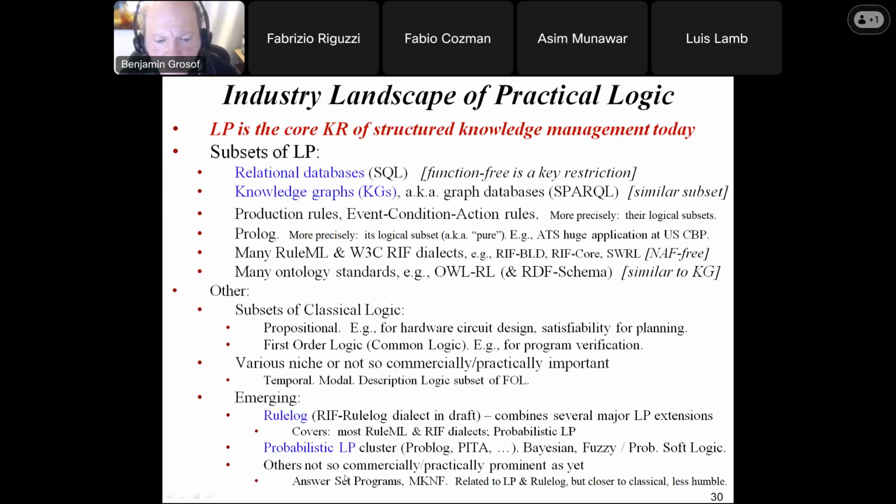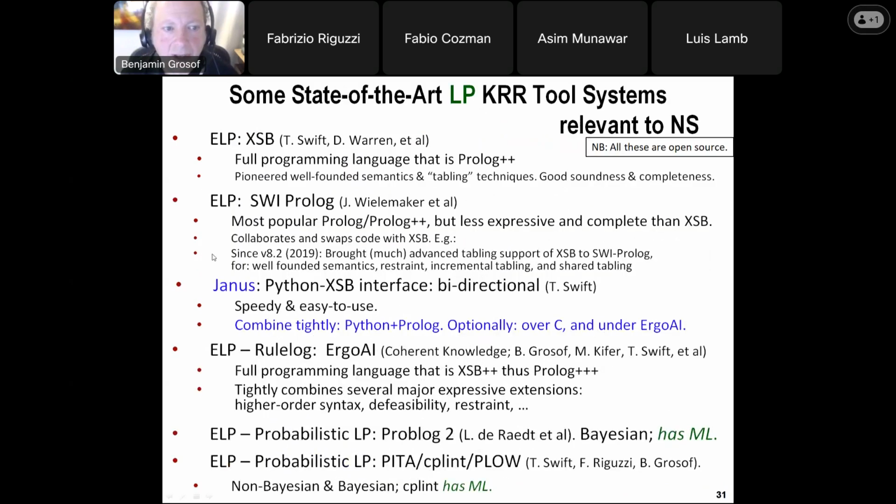And then there's some others that are not so commercially or practically prominent as yet, but are very useful for certain kinds of things, say answer set programs, which supports combination of logical reasoning and combinatorial problem solving. That's closer to classical and has scalability limitations more in the direction of classical as well. So there are some state-of-the-art tool systems relevant to neurosymbolic that are all open source that are listed here.